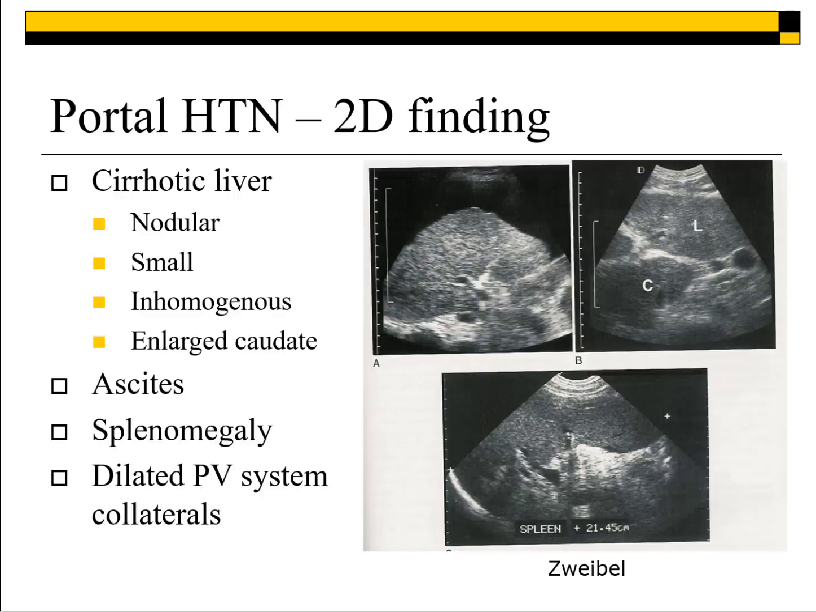Some of our 2D findings for cirrhotic liver are going to be nodular, small. You're going to see a very enlarged caudate lobe, and you can kind of see in this upper image here, right? You see all this anechoic space right here surrounding the liver. That's fluid, so we have ascites here. Look how small this liver looks, a cirrhotic liver in this situation, and look at this very large dilated caudate lobe.